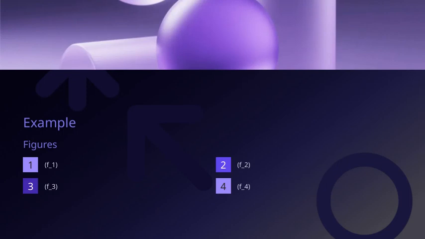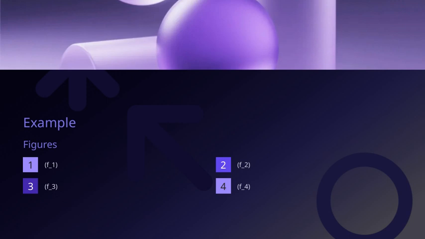Let's take a closer look at this slide. Here, we see a sequence of figures labeled from 1 to 4. These figures are represented as f1, f2, f3, and f4. The numbers 1, 2, 3, and 4 are clearly marked alongside each figure, indicating their order or relationship. What's interesting here is how these figures might connect to the overall concept we're discussing, perhaps illustrating a process, a progression, or different states. The key point to remember is that each figure plays a role in helping us visualize the sequence or structure we're analyzing.